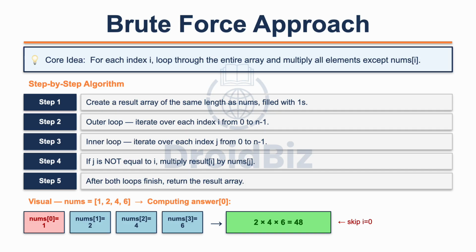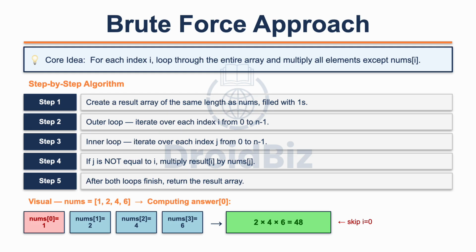Let's talk about the brute force approach. The core idea is simple. For each index i, we loop through the entire array and multiply all elements, except the one at index i. Here are the steps. Step 1. Create a result array of the same size as nums. Fill it with 1s to start. Step 2. Start an outer loop. Iterate over each index i from 0 to end minus 1.